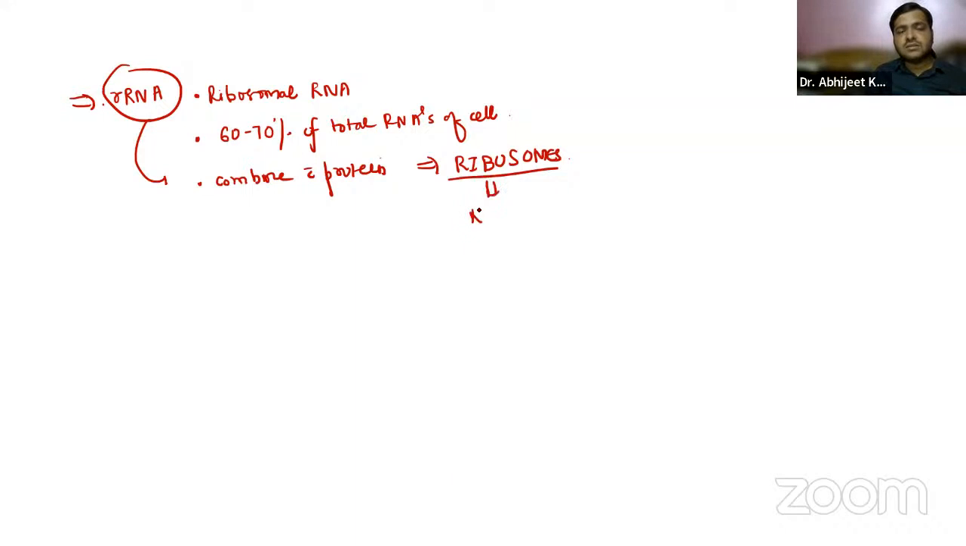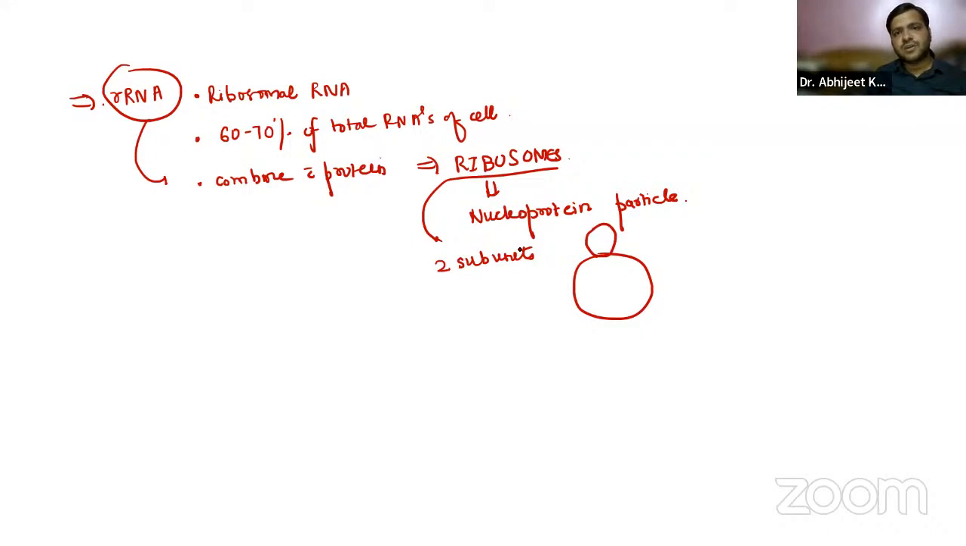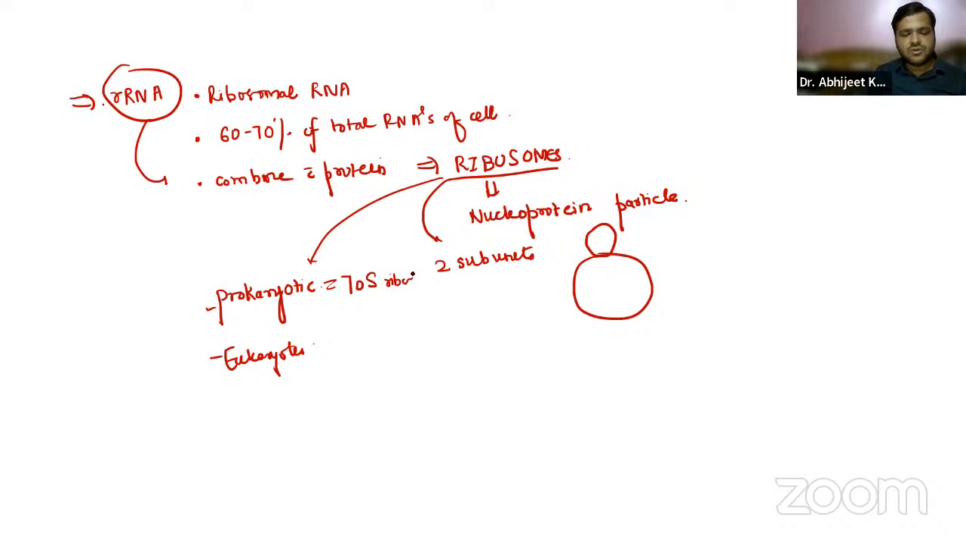Ribosomes are nothing but nucleoprotein particles. And remember, the ribosomes have two subunits, a large subunit and a small subunit. If we talk about the prokaryotic ribosomes and the eukaryotic ribosomes, the prokaryotic ribosomes are 70S ribosomes. They are made up of 50S plus 30S. Don't go with the maths.